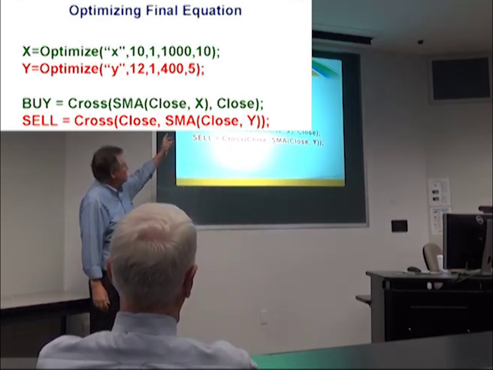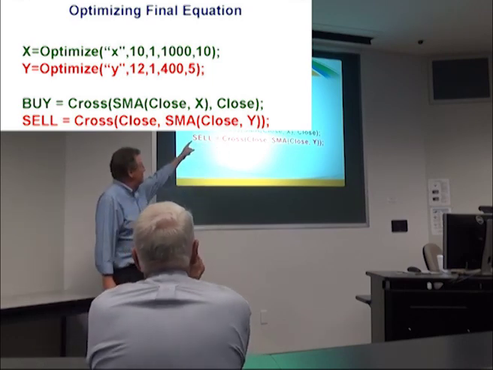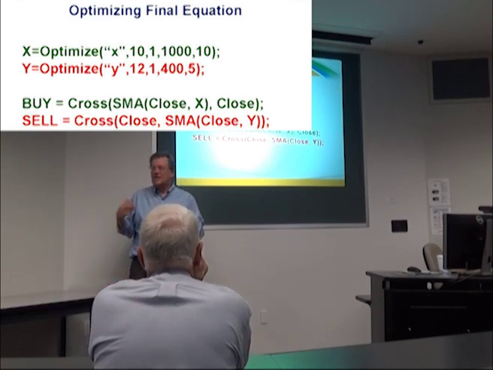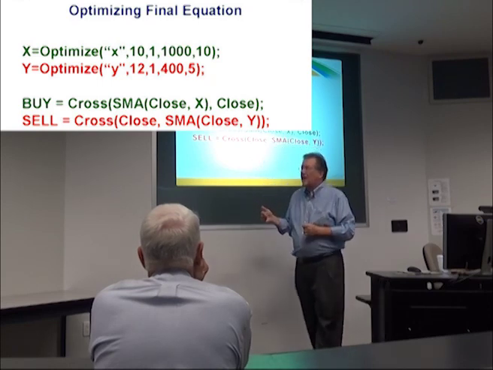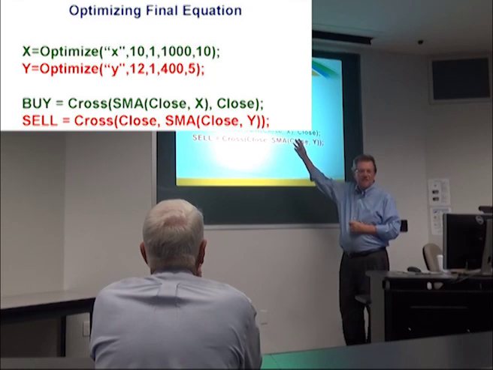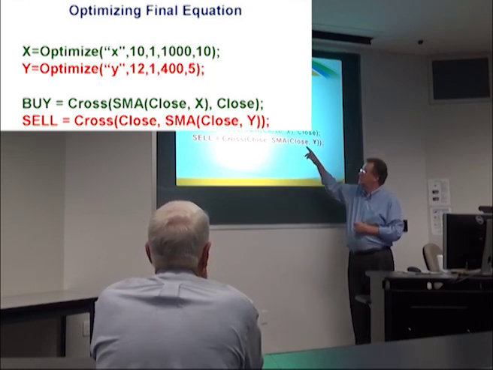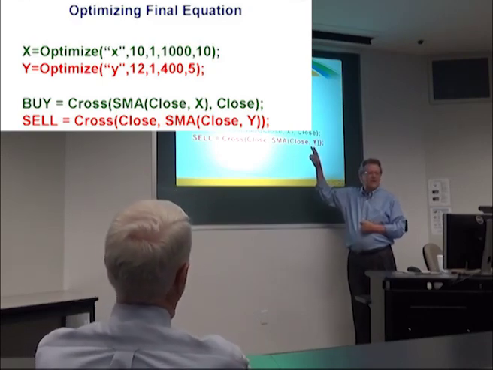So optimize X is the term, with 10 and 12 as the default values. 1 to 1,000 is a loop structure, and we're going to increment by steps of 10. The other optimize is 1 to 400, incrementing by 5. So 1 through 1,000 by 10 gives you 100 times 8,000, if I got that right.